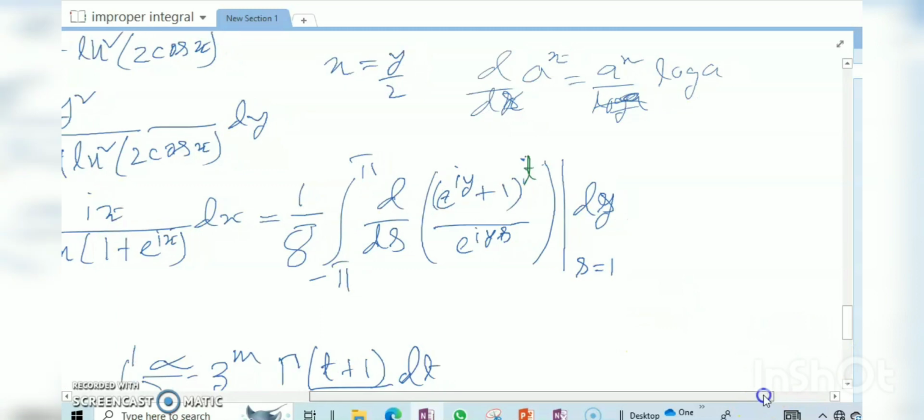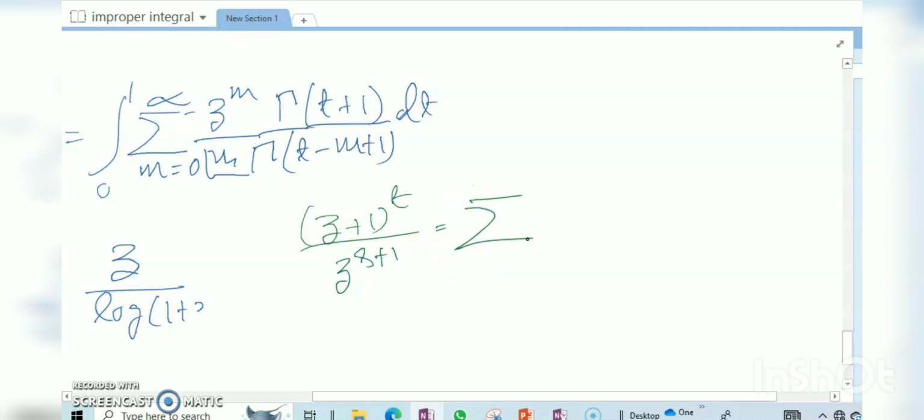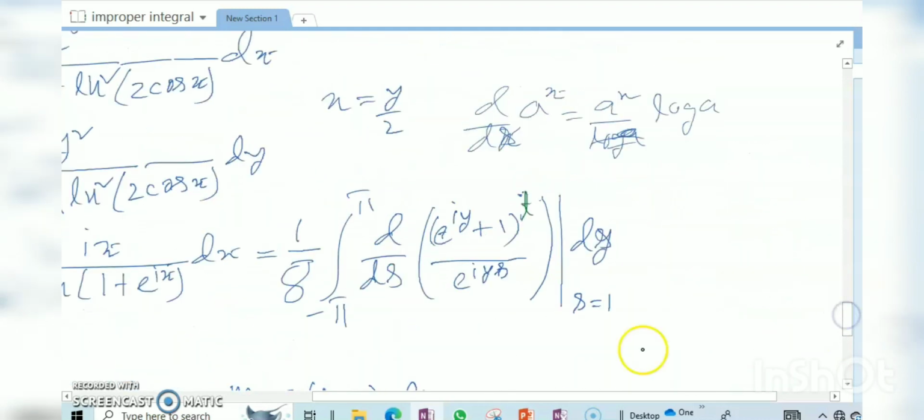And now friends, you have to use this equation. What I want to say is that (z plus 1) to the power t divided by z to the power s plus 1 equals to summation m equals to 0 to infinity gamma t plus 1 divided by gamma m plus 1 gamma t minus m plus 1 into z to the power m minus s plus 1. Okay, so this formula I apply.